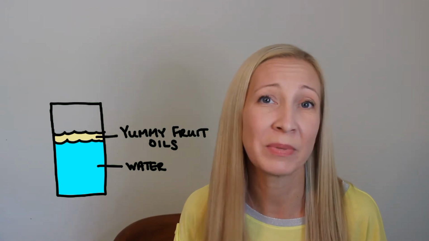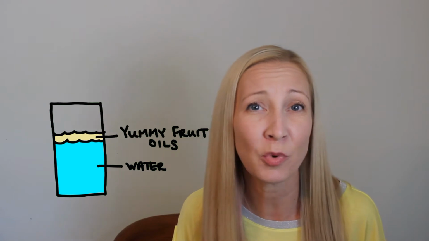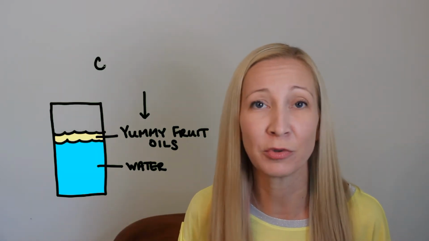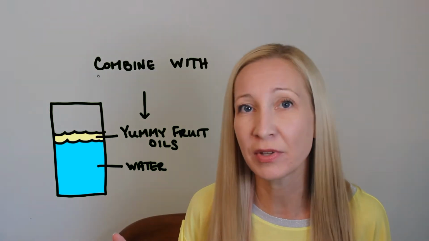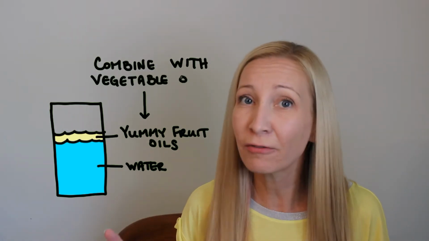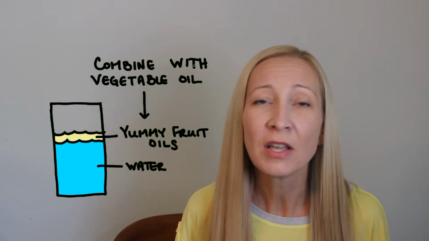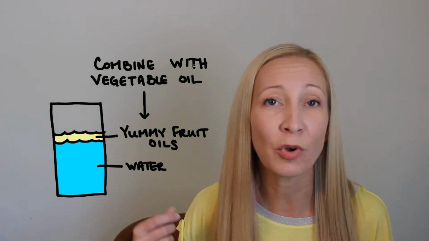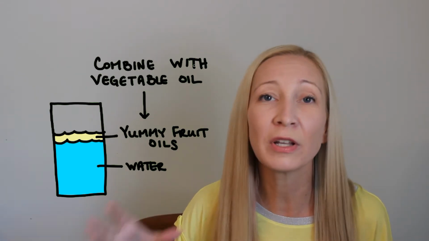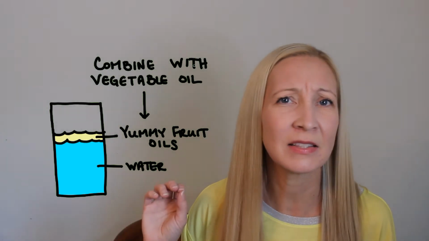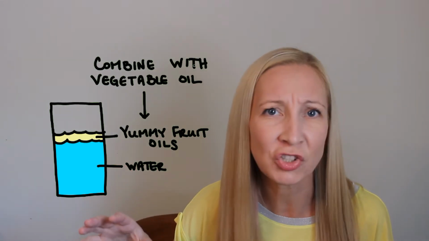One way that beverage companies are able to mix the yummy fruit oils in with the water is by increasing the density of the yummy fruit oils. One way that beverage companies do this is they use vegetable oil. Now, vegetable oil is soluble in the yummy fruit oils, but not in the water. So if they're able to mix vegetable oil in with the yummy fruit oils, they would combine evenly. The only problem with this is that the yummy fruit oil and vegetable oil mixture is still less dense than water. So we need to do something to increase its density.